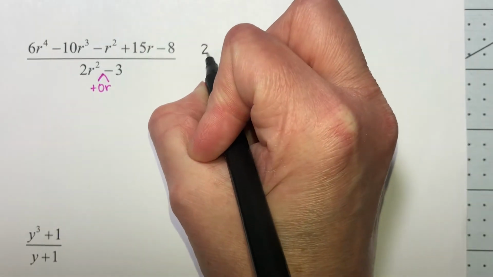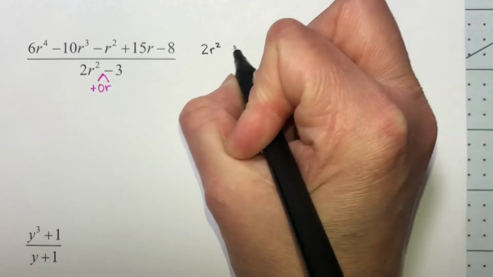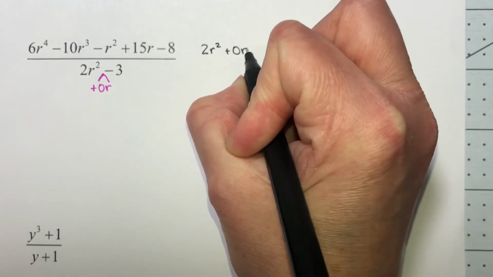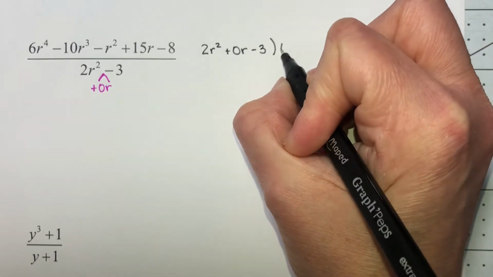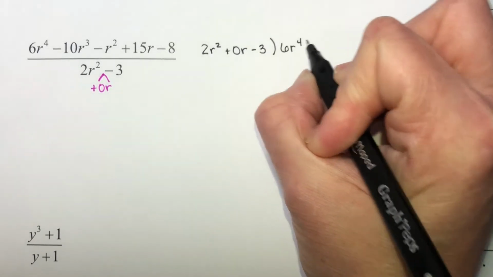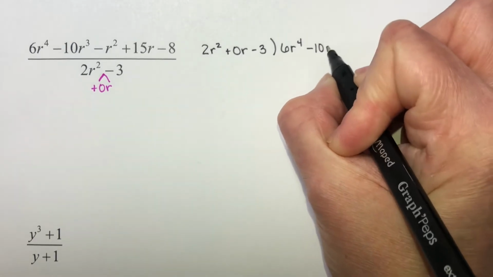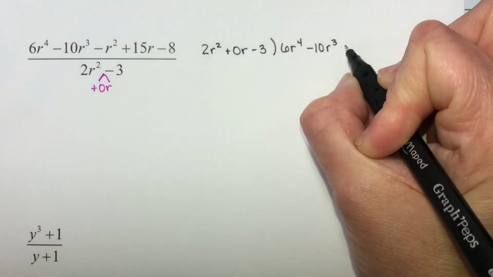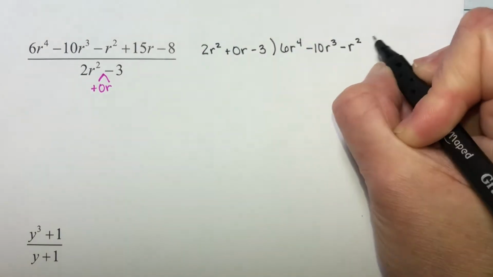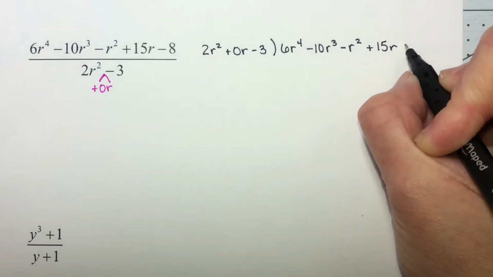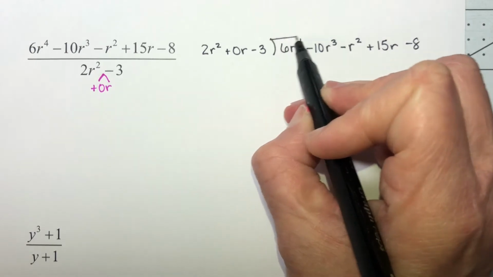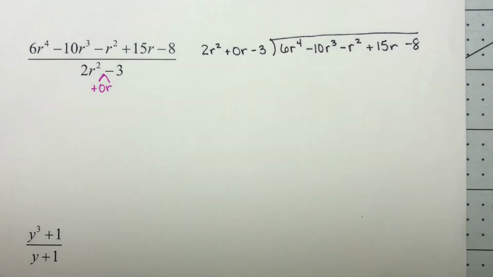So when I set this up, I have 2r squared plus 0r minus 3 divided into 6r to the fourth minus 10r cubed minus r squared plus 15r minus 8. Taking a second to make sure I copied that correctly, and I think I'm good.